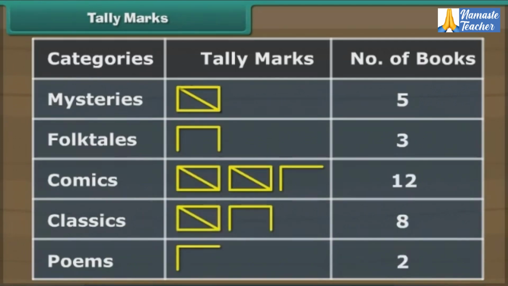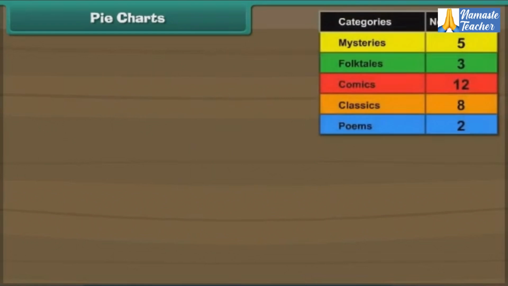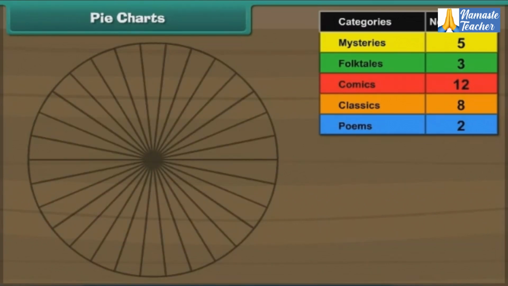The end result is a tally marks table. Pie charts. A pie chart is a circle divided into sections. Each section represents a particular value. Let us now organize Ravi's data with the help of a pie chart. Here is a circle divided into 30 sections. Each section represents a book.